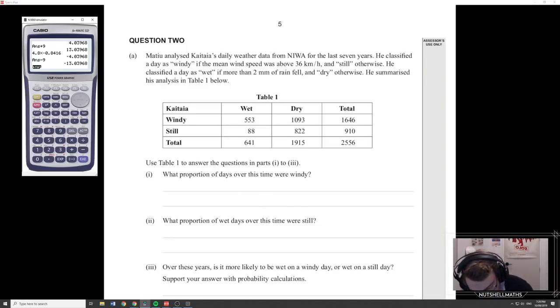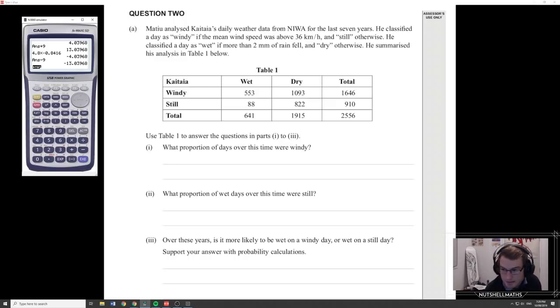Okay, here we go. Nice and easy, these ones. This whole top part is like low-key useless. But let's read it anyway. Mathieu analysed Kaitaia's daily weather data from NCEA from the last 7 years. He classified a day as windy if the mean speed was above 36 and still if it wasn't. He classified a day as wet if it had more than 2 mm rain. Otherwise he didn't. He summarized his analysis in table 1 below.